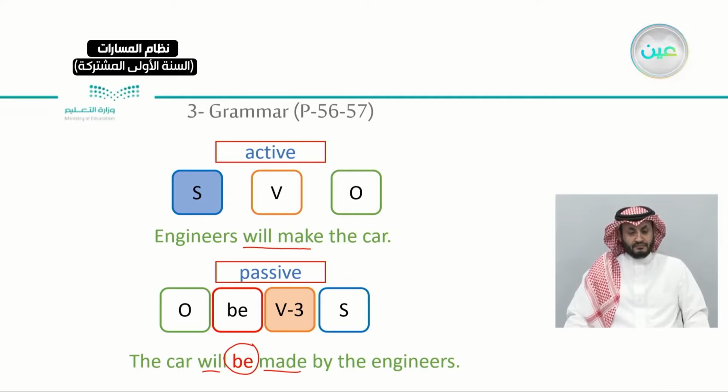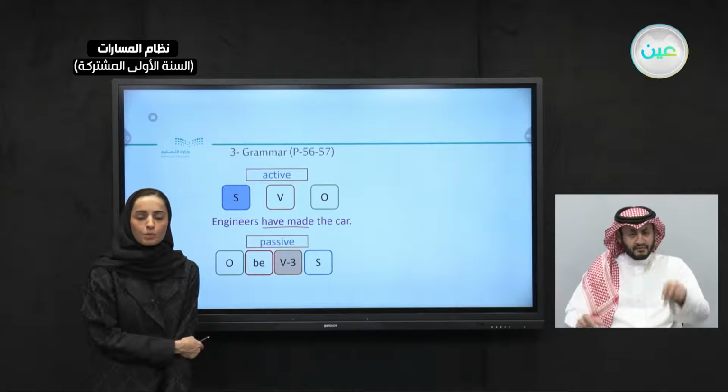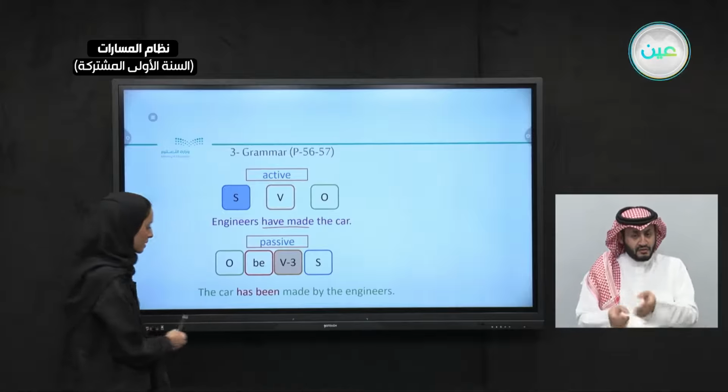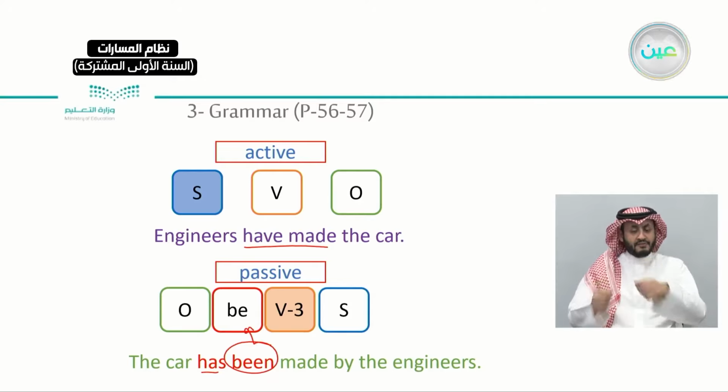How about the present perfect? Engineers have made. This is the verb, have made. We'll start with the object. The car has been made. Perfect, and this is the be and made by the engineers. Always make sure that you can take out the subject, which is the engineers in this case.